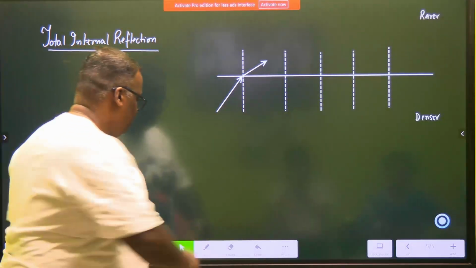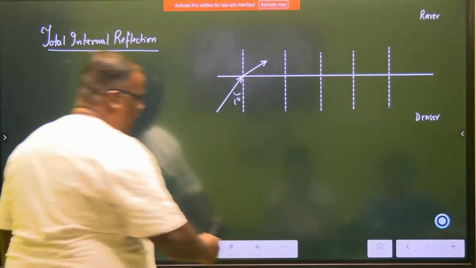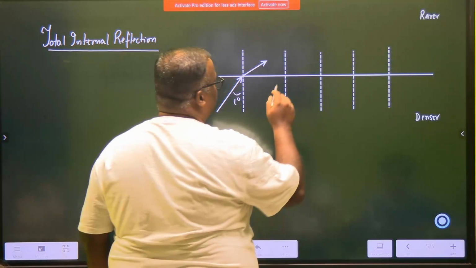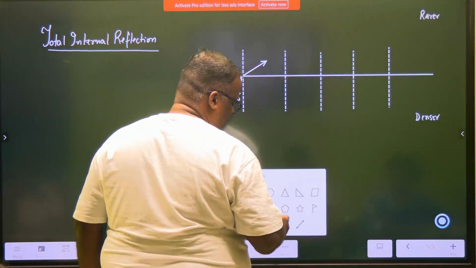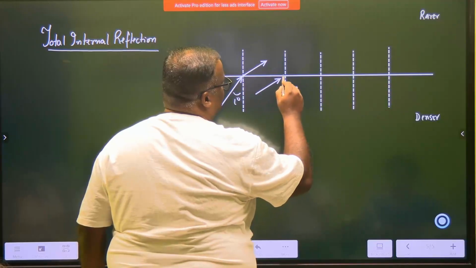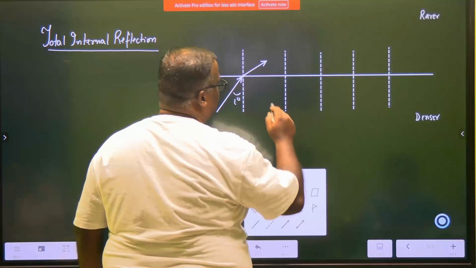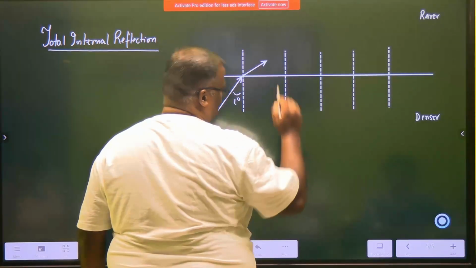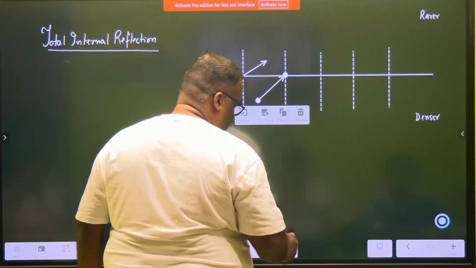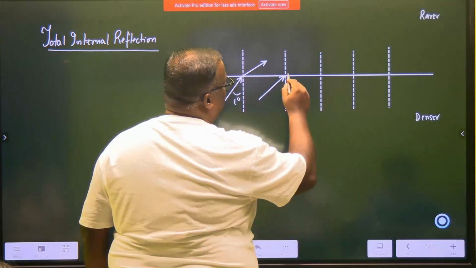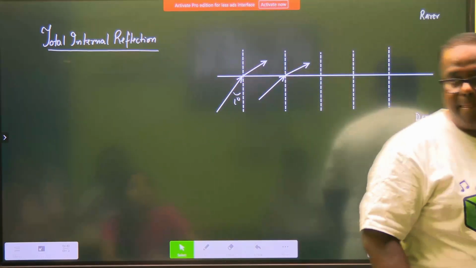Now, this is my angle of incidence, I. Start increasing I. I start increasing I and I make my I something like this. Like this. Zyada ho gaya. I make my I say something like this. Then what do I expect my R to be? My R will further flatten out from its region. Is this understood? Right?